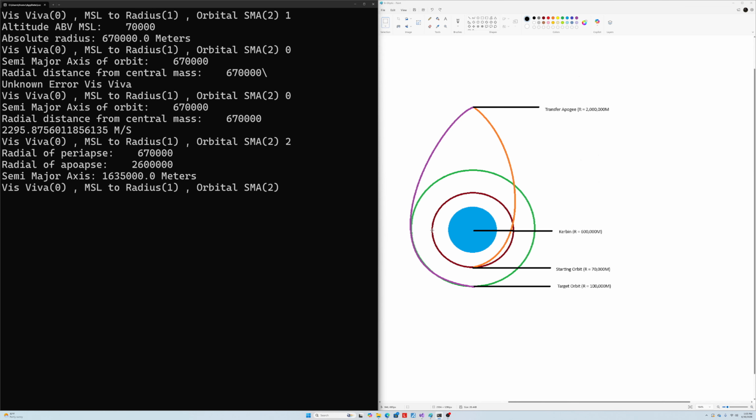Now that we have our semi-major axis and we have our radial, which is simply the radius of our starting orbit, we can then pass this directly back into a vis-viva equation to determine exactly how fast we would be traveling if our periapsis was at the altitude of our starting orbit and our apogee was at the altitude of our first transfer. I'm going to perform this calculation now.